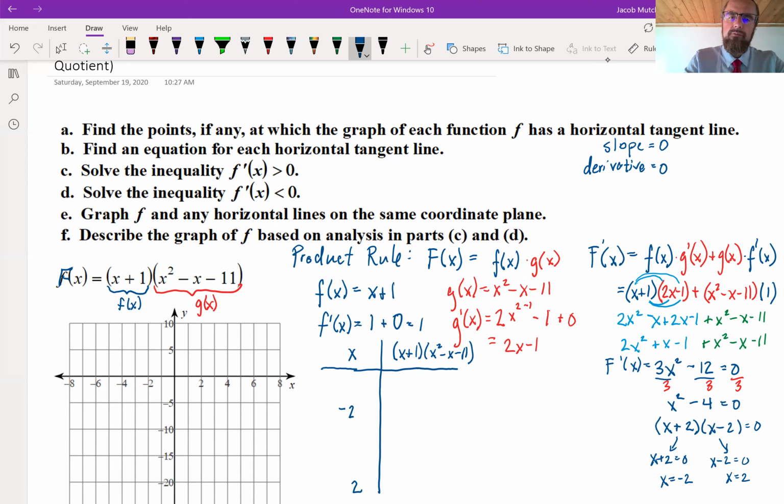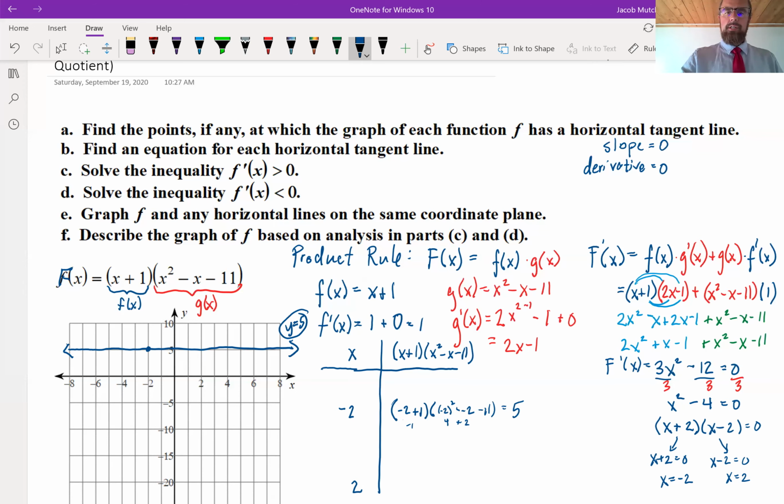So that's going to be negative 2 plus 1, which is going to have the value of negative 1. And then negative 2 squared, which is 4, minus negative 2. So the double negative means plus 2, minus 11. So that's going to be negative 1 times 4 plus 2 is 6, minus 11 is negative 5. So negative 1 times negative 5 is positive 5. So I've got a tangent line at negative 2, 5. And I'm going to go ahead and sketch that in. And I'm going to give its equation. That's part B there. It's going through the y value of 5, so it's the equation y equals 5.